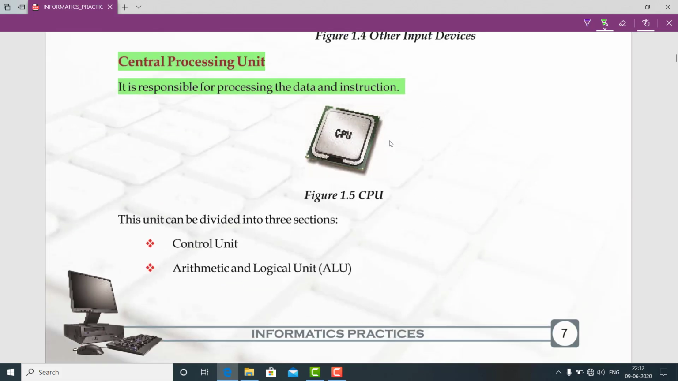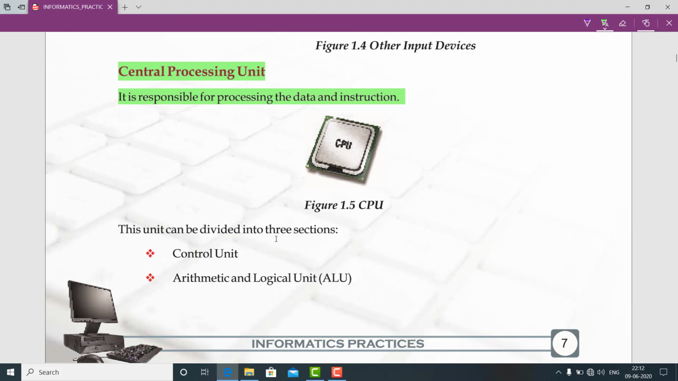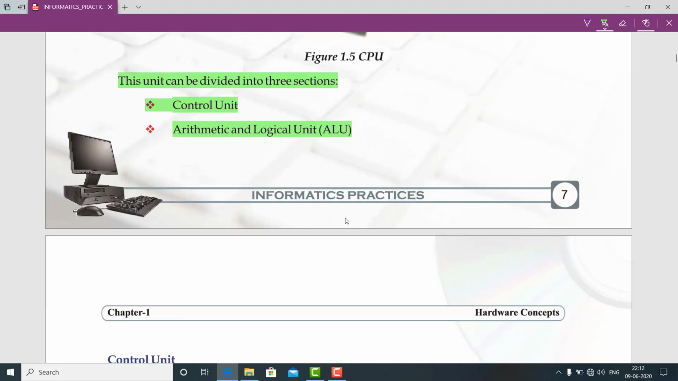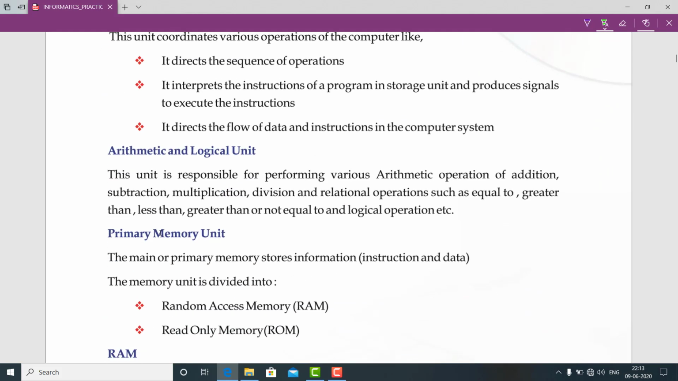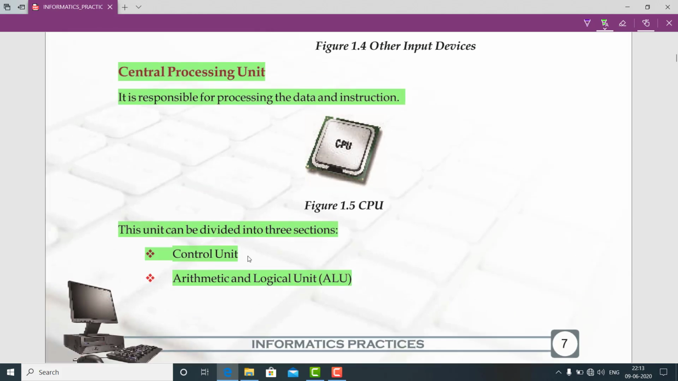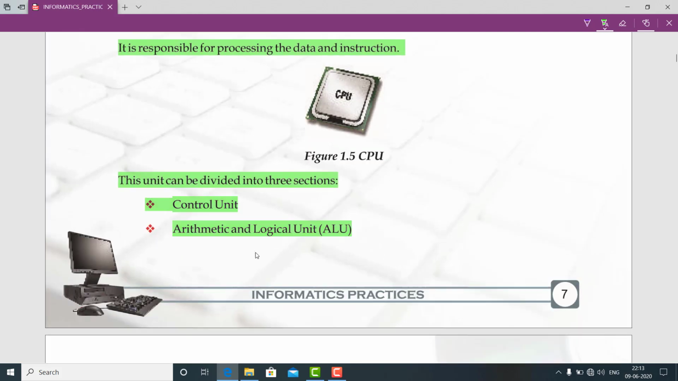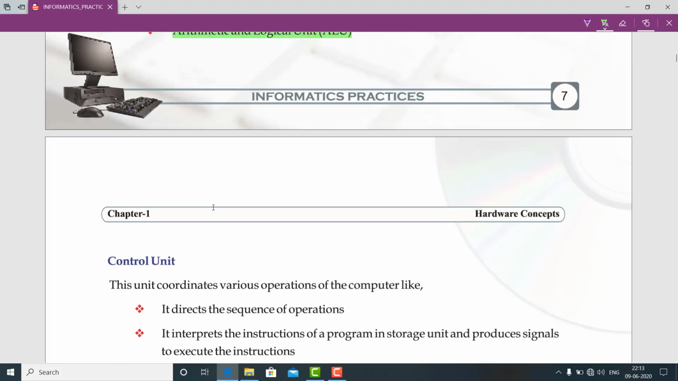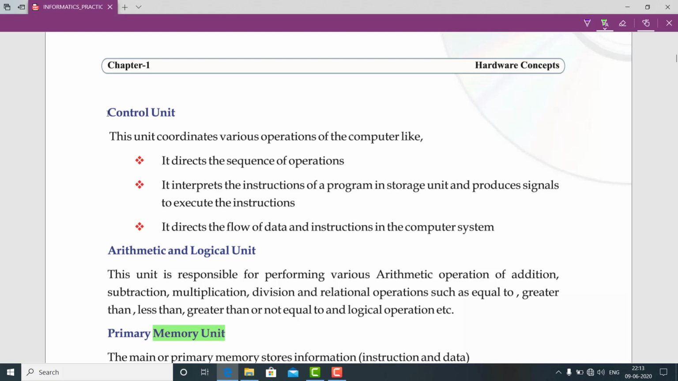Clear? The CPU is actually divided into three sections. So this unit can be divided into three sections. The first unit is the control unit. Second is the arithmetic and logical unit, that is also called ALU, and the last unit is the memory unit. Clear? So it has three units: control unit, that is called CU, next ALU, arithmetic logic unit, and third is memory unit. So now we're going to learn about the control unit, that is CU.